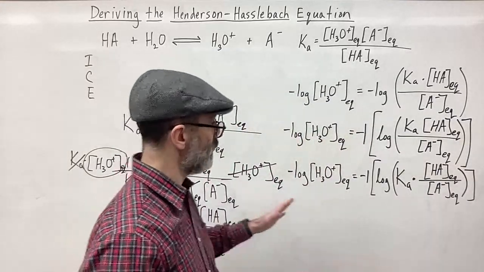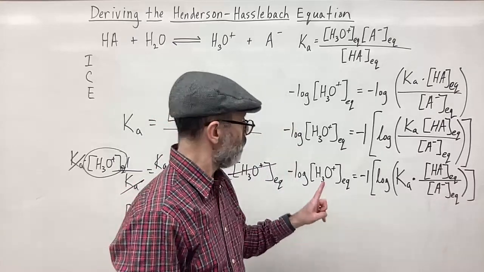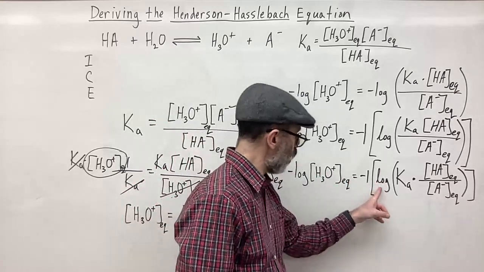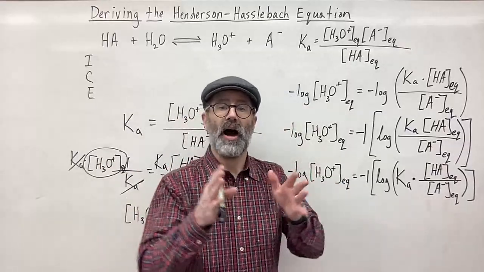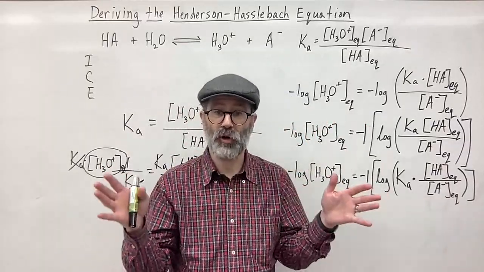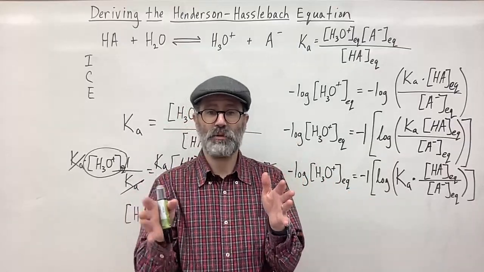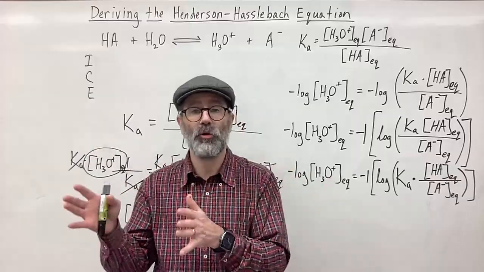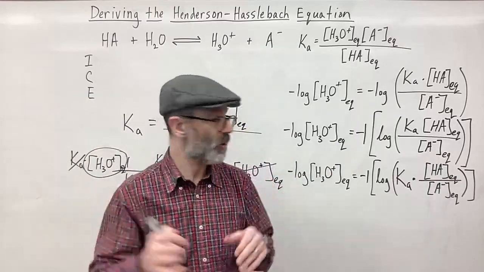So now I can apply my knowledge of the law of logs. If I have a log of two things multiplied together, then I can separate those by the addition of those logs. So if I have the log of A times B, that's going to be equal to the log of A plus the log of B. So I'm going to separate those.